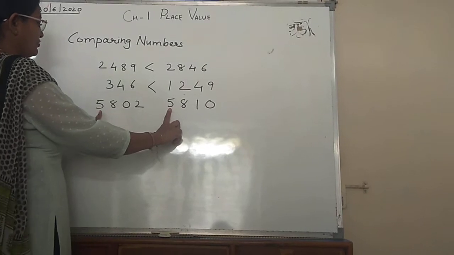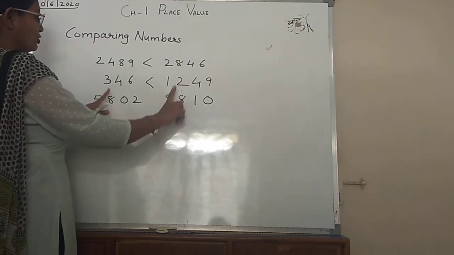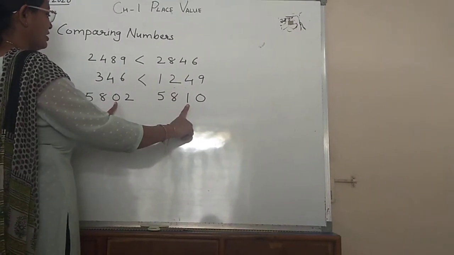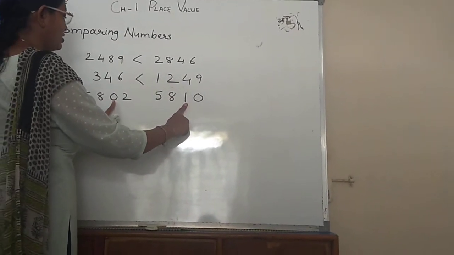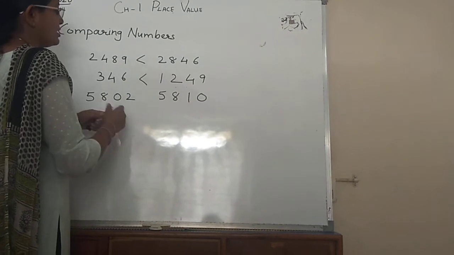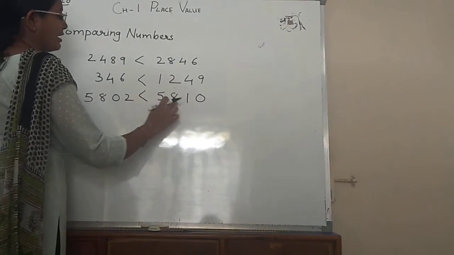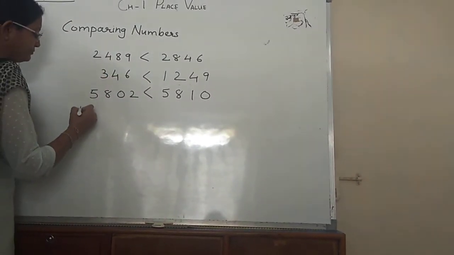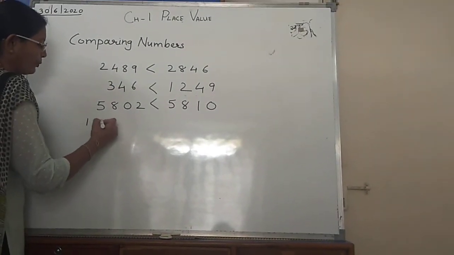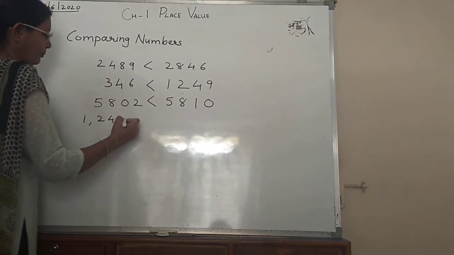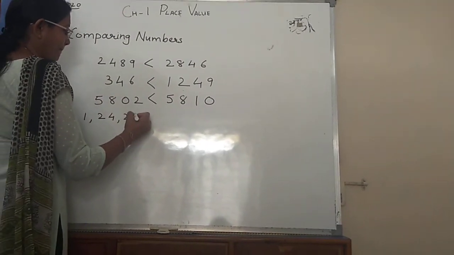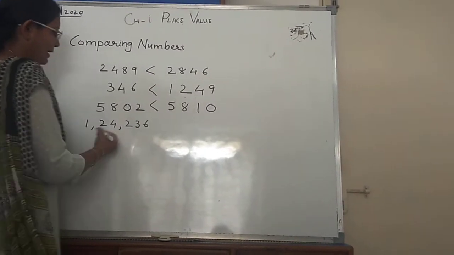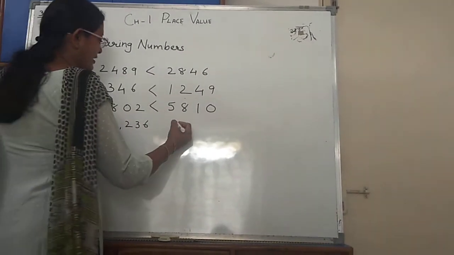Both have first digit 5, same. So go to the second digit, 8, both are same. So go to the third digit, 0 and 1. 0 is smaller than 1, so 5802 is smaller than 5810. Same way, let me give one more. 1,24,236 and here I will give you another number.